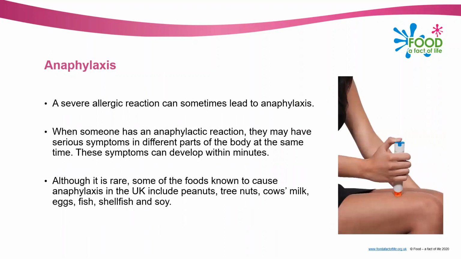Now, the thing that happens with an allergic reaction, if it is severe, it can lead to anaphylaxis, which involves several organs, and particularly the heart and the lungs. Now, as we said before, these symptoms can develop very quickly. If you're having a severe allergic reaction, or if you know someone who has a severe allergy, they'll be carrying around what's shown in the picture here, an EpiPen.